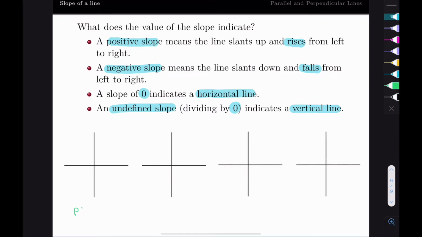So in the case that we have a positive slope, so it's a positive number, our graph is rising as we go upward. A negative slope means our graph is falling from left to right, so it looks something like this. Again, could be a different steepness though. A slope of 0 indicates we have a flat line, and an undefined slope is going to be a vertical line.